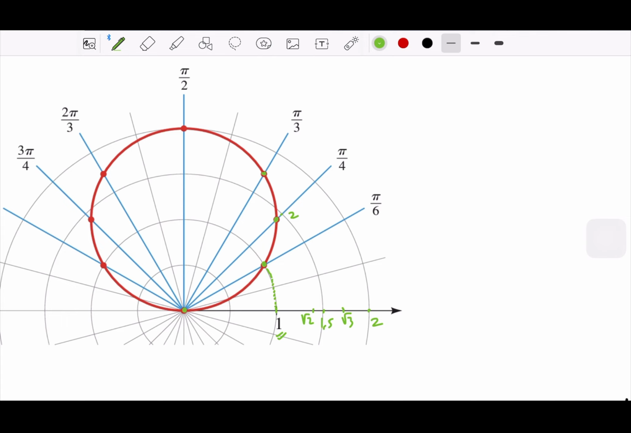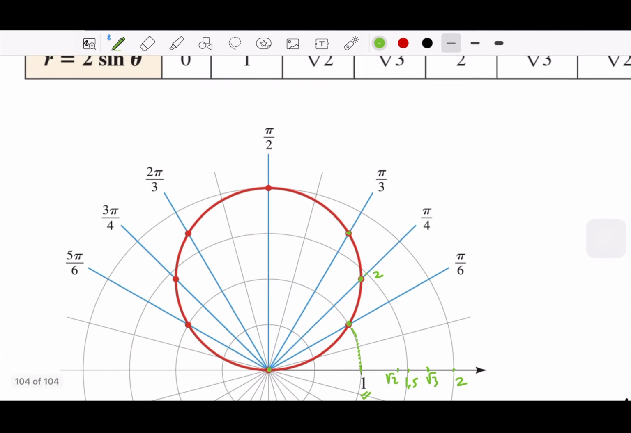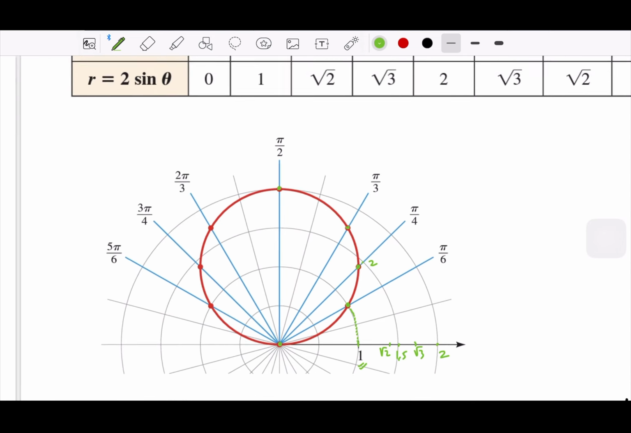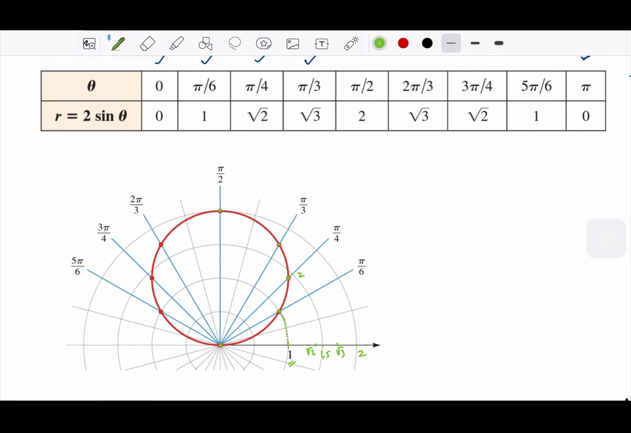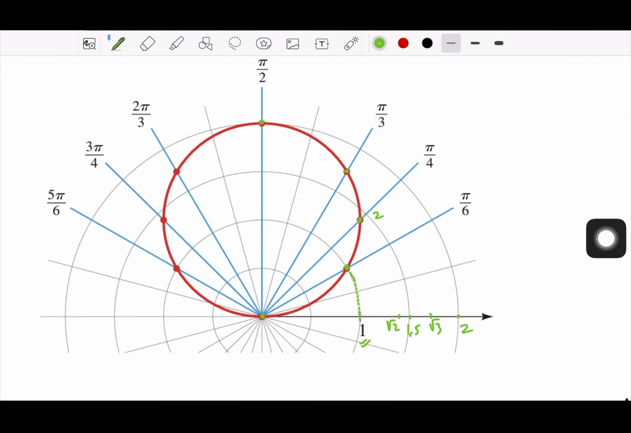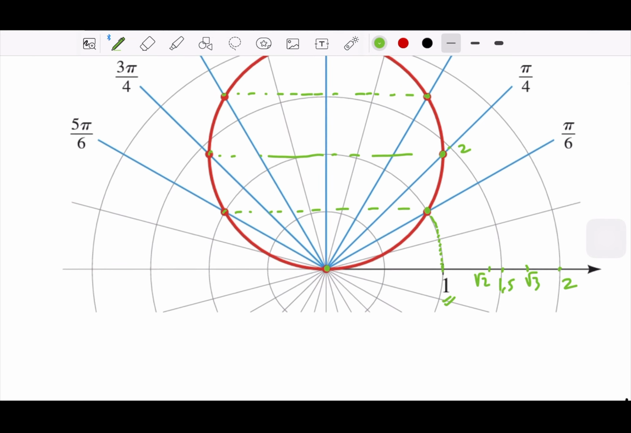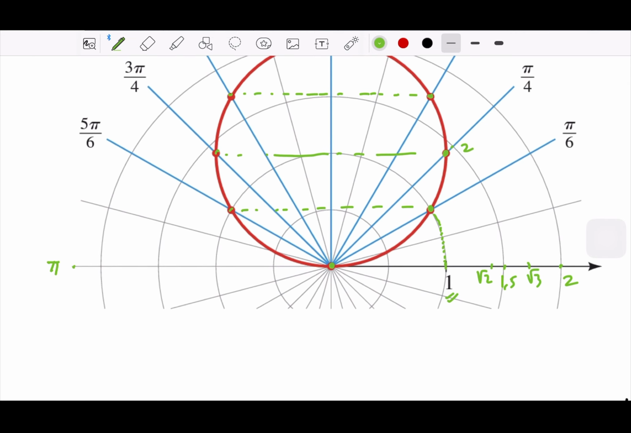So to be exact, 2 is here, and then for the other part, 2 pi over 3 will be equal to this, right? This will be equal to that, this will be equal to that. So we can just see the height should be the same. This will be the same as this, this will be the same as this, and this will be the same as this. And then until pi, so this is pi here, right?